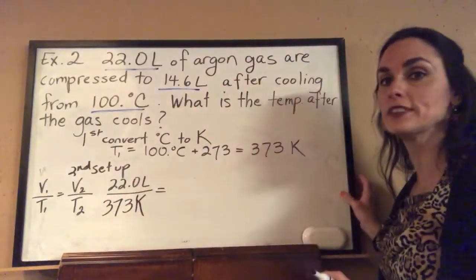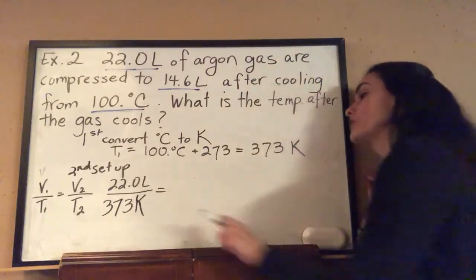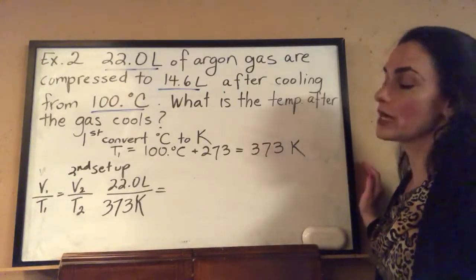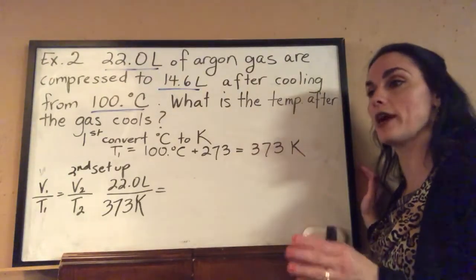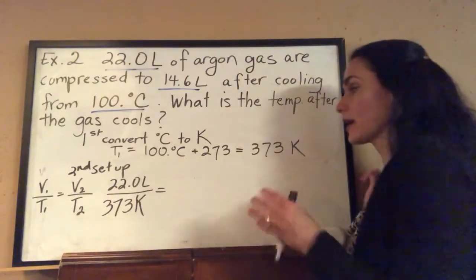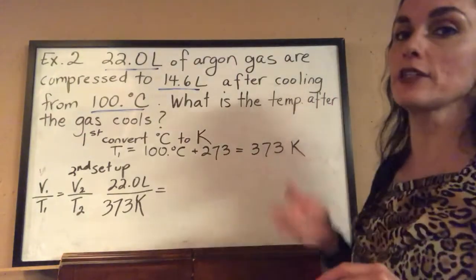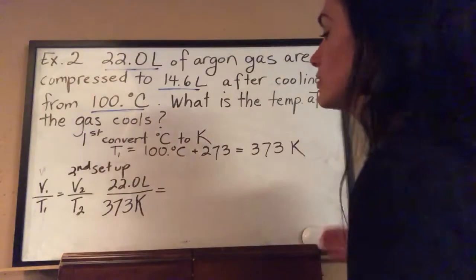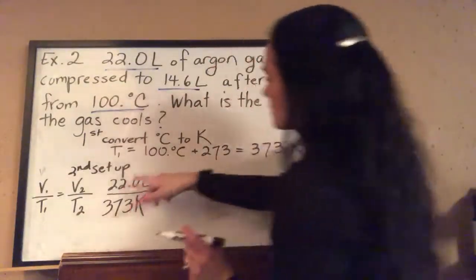Okay, we need to have the Kelvin temperature. If you accidentally put in the Celsius temperature, you're going to get the wrong answer. Okay, and it won't just cancel out, because if you think, how do you go from Celsius to Kelvin? You're adding 273. It's not like you're dividing or multiplying by some factor. No, you're adding 273.